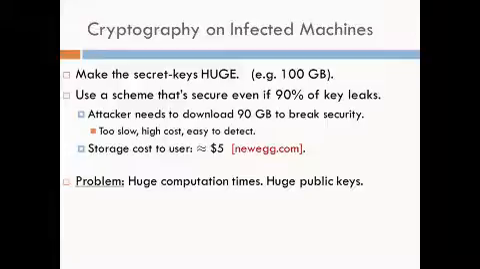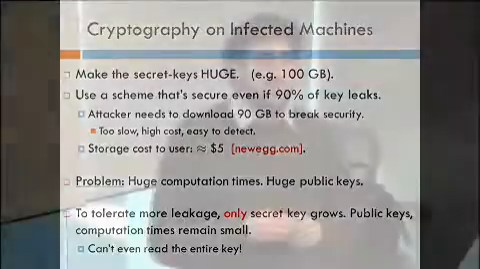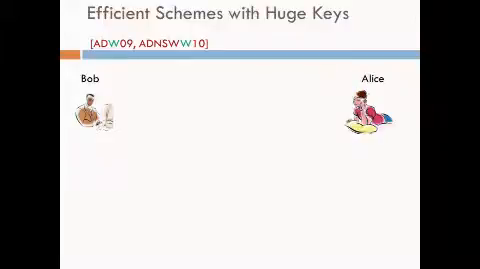But there's a problem. If you use a standard scheme, you'd also get giant computation times and public keys and all kinds of other things. You definitely can't expect the user to do some complicated computation over a 100 gigabyte key to sign a message. That's completely unreasonable. So what we'd really like is a scheme where the secret key can grow. We can make the secret key 100 gigabytes, but only the secret key grows, and everything else stays efficient. The public key stays small, the same size as in normal crypto schemes, and the computation times remain small. For example, if you want to sign a message, you can't even read the entire secret key to do that. That's something we looked at.